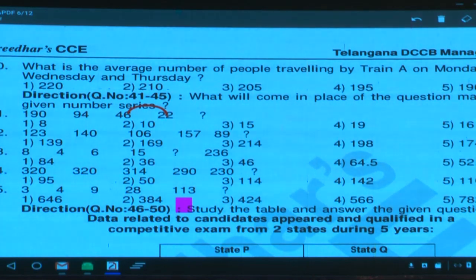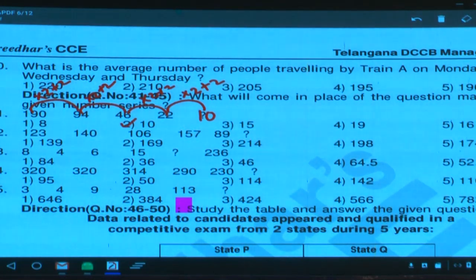22 into 2 is 44, plus 2 is 46. 46 into 2, 92, plus 2 is 94. 94 into 2, 188, plus 2 is 190. So it is into 2 plus 2 each time, and something into 2 plus 2 must be 22. Hence, this must be 10, since 10 into 2 plus 2 is 22. What is the missing number here? 10 is the missing number, that is given in choice 2.